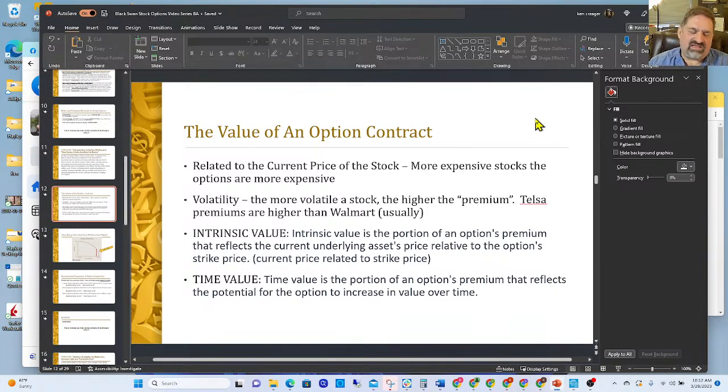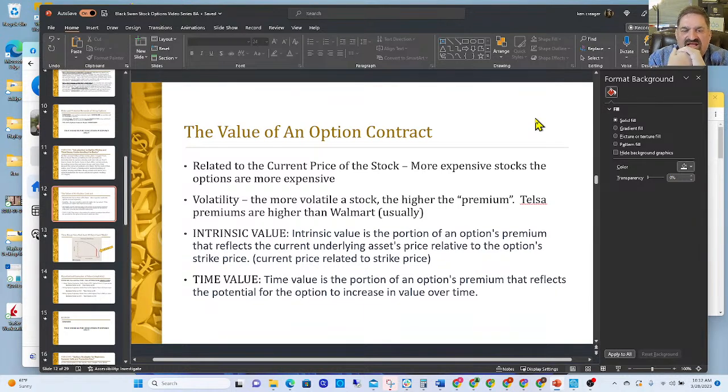And then there's really two parts of value that you hear about all the time. One is the intrinsic value of the stock option's price, and it's the portion of the option premium. You'll hear premiums all the time. That's the price that reflects the current underlying asset's price relative to the strike price. So very simply, if the current price of a stock is 100 and the strike price is 90, there's a $10 difference. The intrinsic value of that options contract is $10, okay?